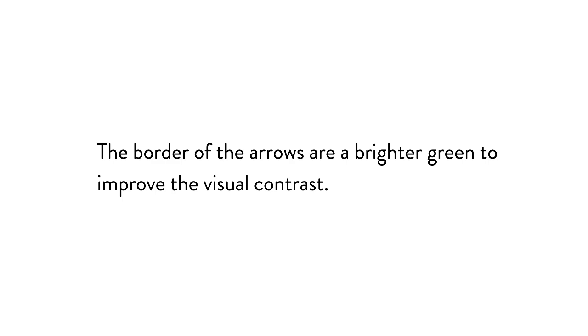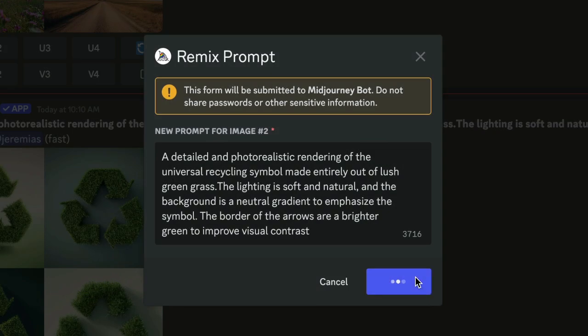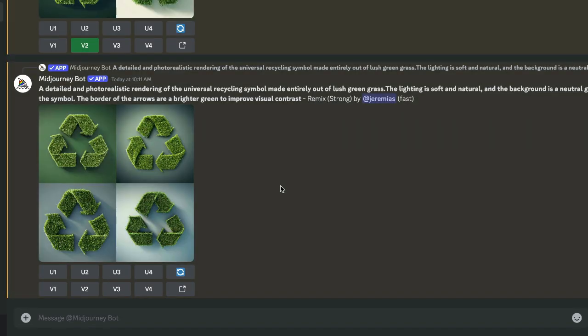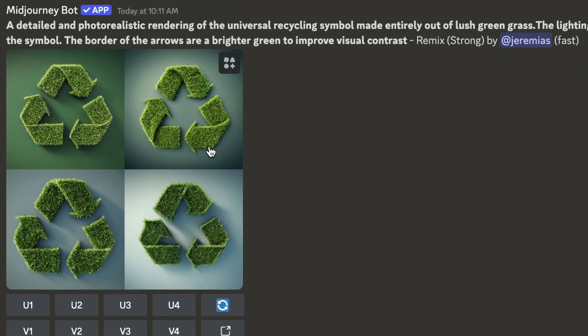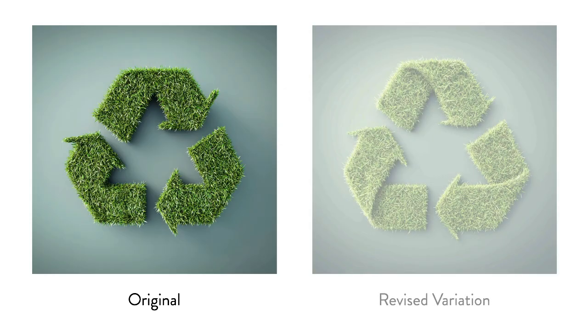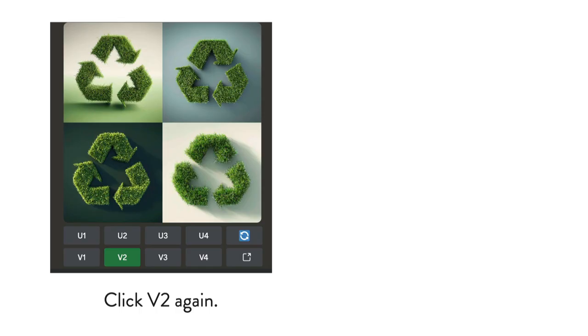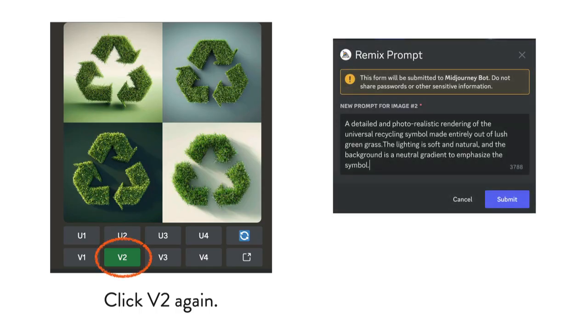So go ahead and type, "The border of the arrows are a brighter green to improve visual contrast," and then press Submit. The image will regenerate, and when it's done, you will have 4 updated images based on your revised prompt. And I think V2 of this new batch is the best. Let's compare that with the original one, and yeah, I think the added contrast on the edges of the arrows is definitely an improvement.